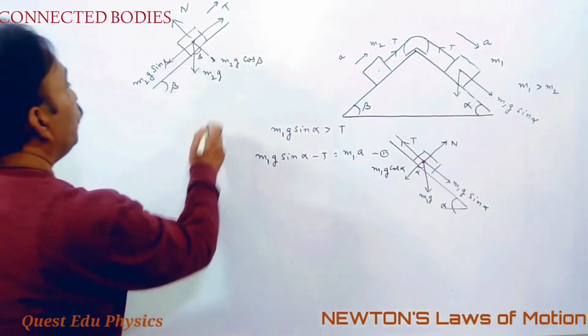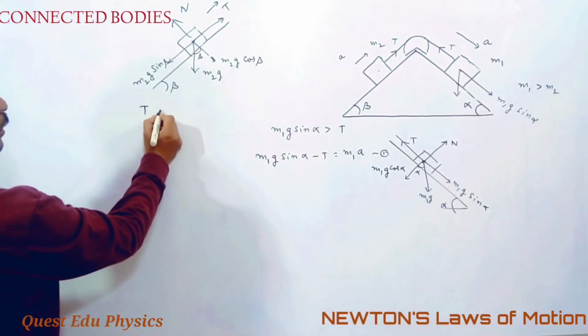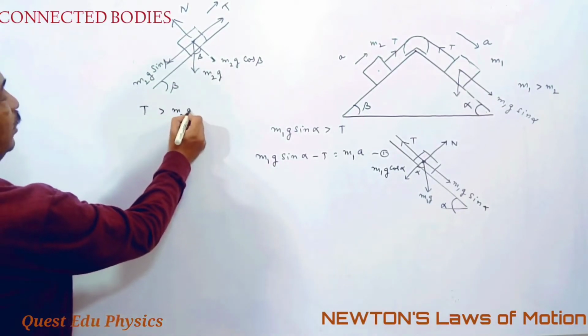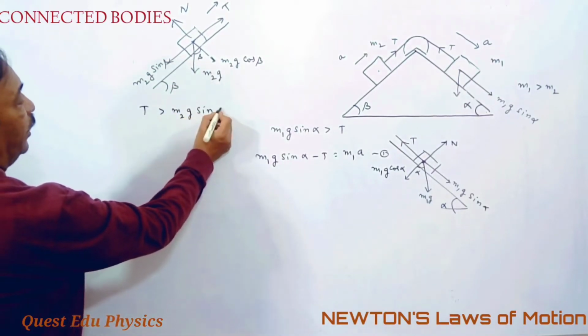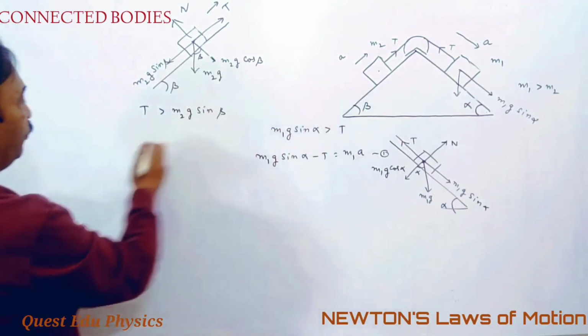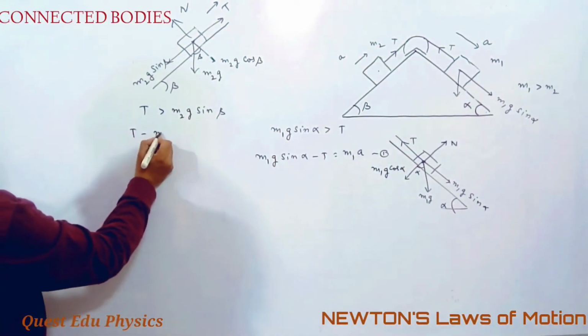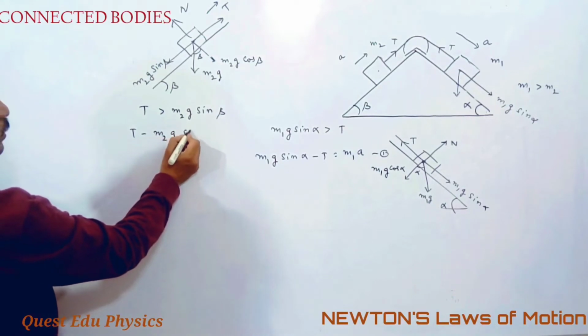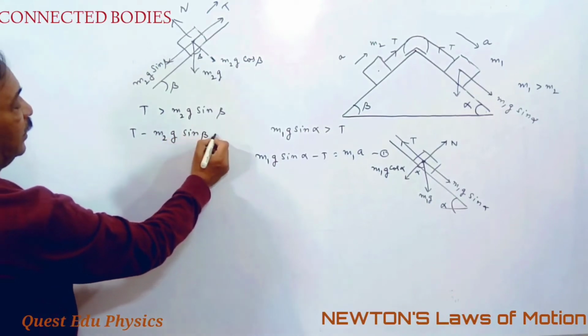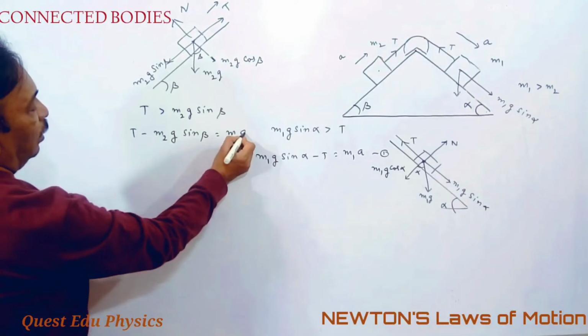Here in this case also, T is greater than M2G sin beta. See the difference. That is T minus M2G sin beta is equal to M2 times acceleration.